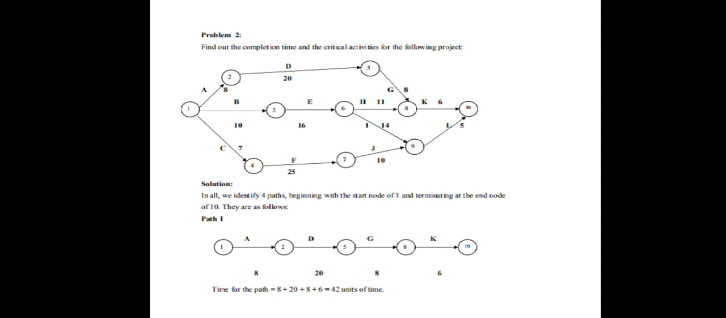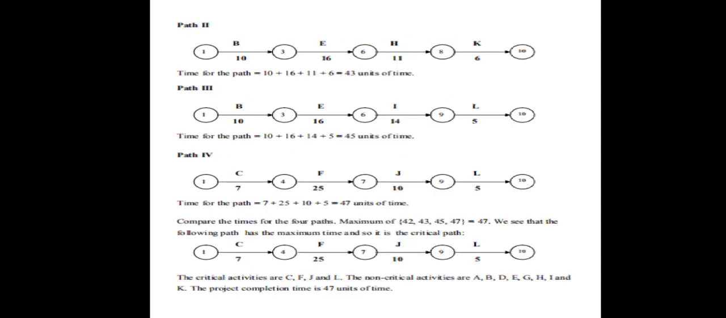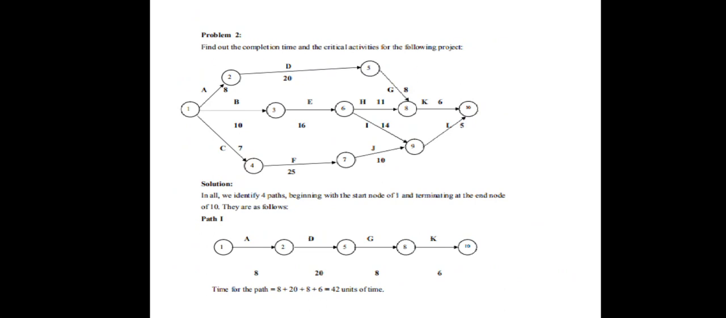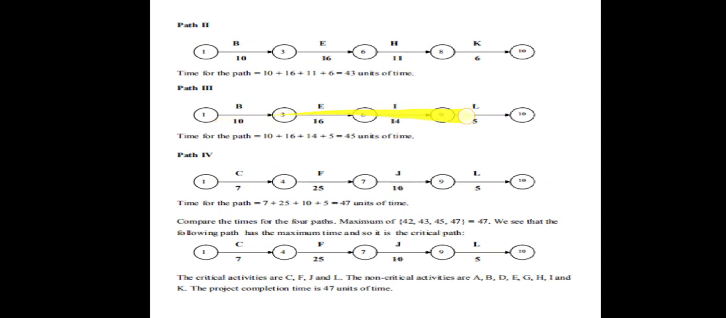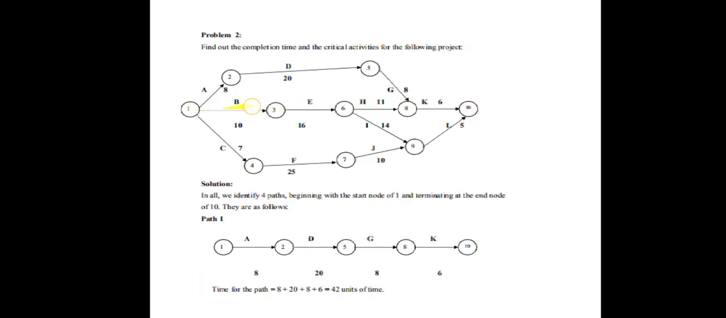Now, in the solution, what is path 1? It is A, D, G and K. Now look into the diagram: A, D, G and K. So it is moving this way, A, D, G and K. This is the first path. And what is the second path? B, E, H, K. So B, E, H, K. This is the second path. And the next one, B, E, I, L. This is the third path.